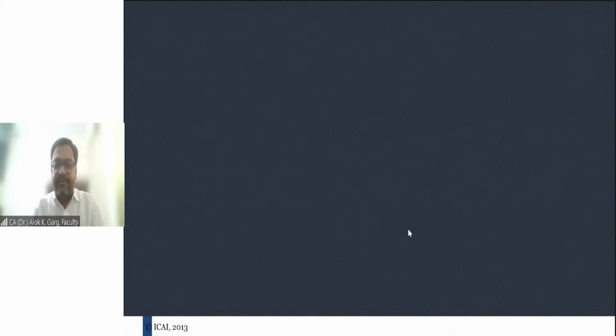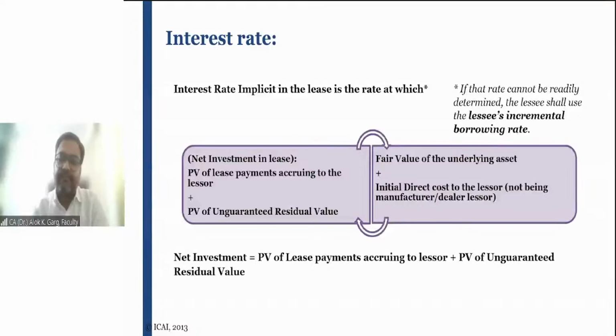And I have leased it out for a period of 10 years. Now, today I have spent 11 lakh rupees, and when I purchased the car, I expect a residual value. So the residual value of the car is, for example, 1 lakh rupees.